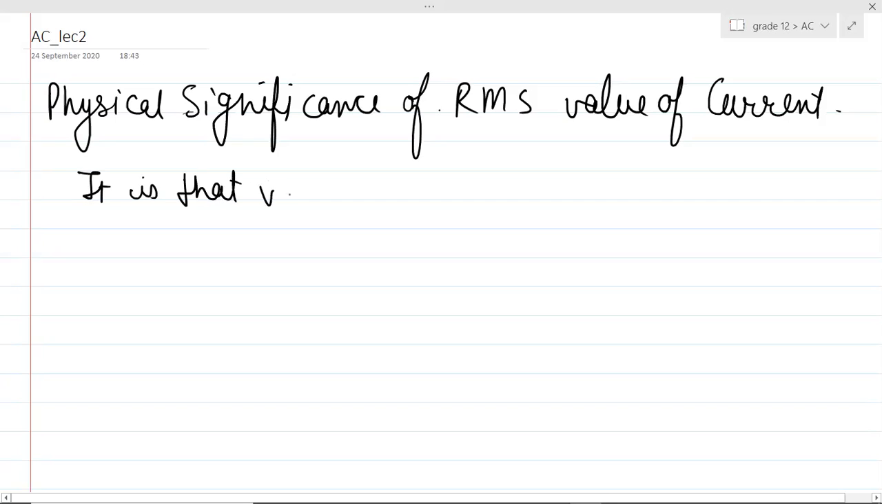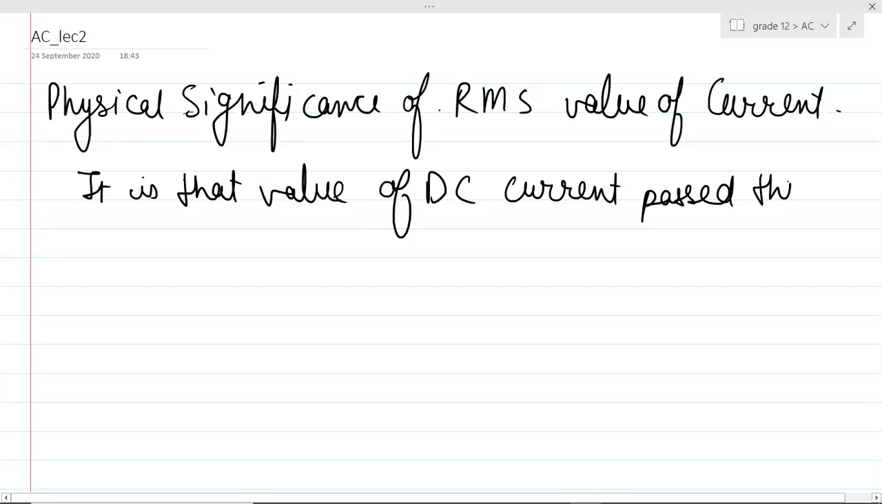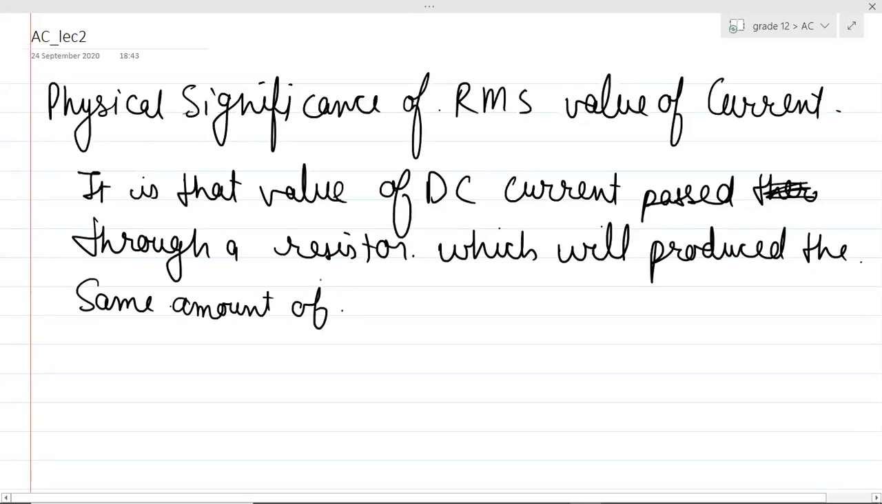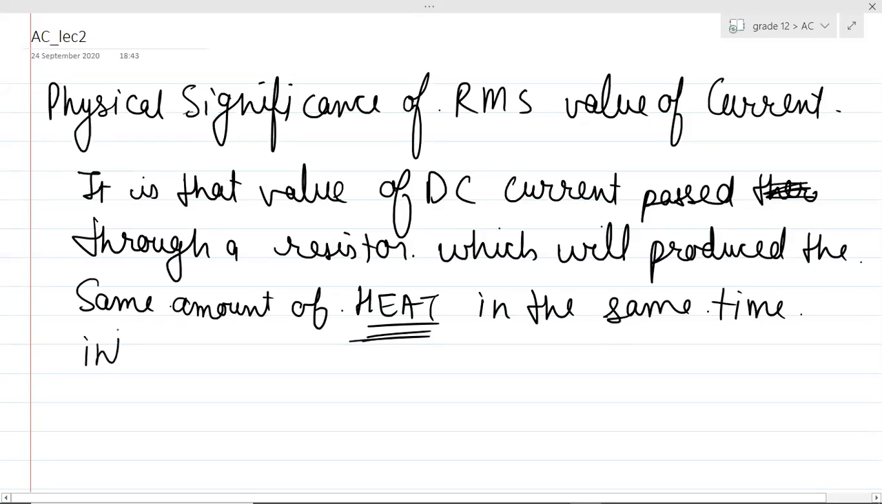It is that value of a DC current passed through a resistor which will produce the same amount of heat in the same time interval as it was.